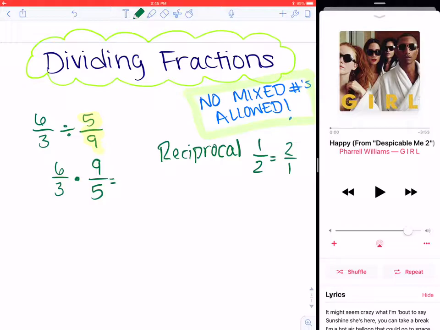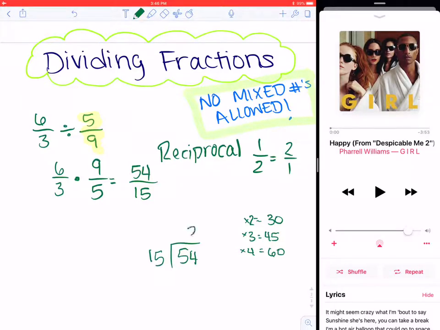6 times 9, 3 times 5, and I need to reduce. So I know 15 times 2 is 30, times 3 is 45, times 4 is 60. Yes. So I'm going to get 3 wholes when I divide 54 divided by 15. It goes in 3 whole times.